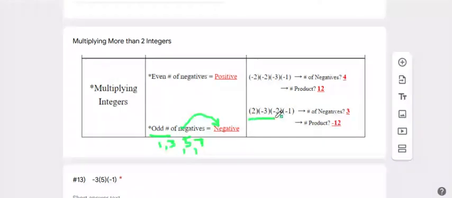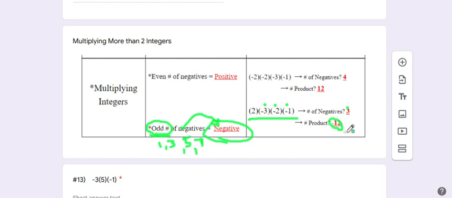So let's take this example right here. Now we have 2 times negative 3 times negative 2 times negative 1. Let me count the negatives. How many negatives do you see? I see 1, 2, 3, right? There are 3 negatives in this problem. 3 is an odd number, so I know my product, my answer, will be negative whatever 2 times 3 times 2 times 1 is. 2 times 3 is 6. 6 times 2 is 12. 12 times 1 is 12. So negative 12 is my product.